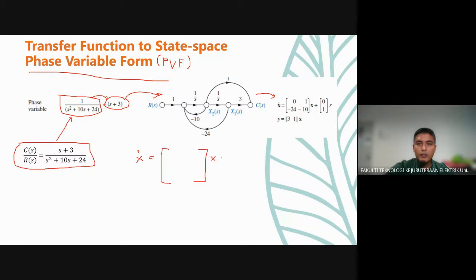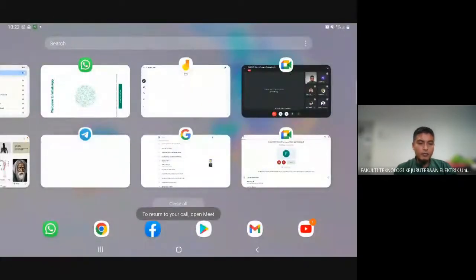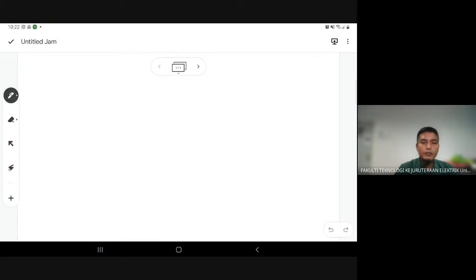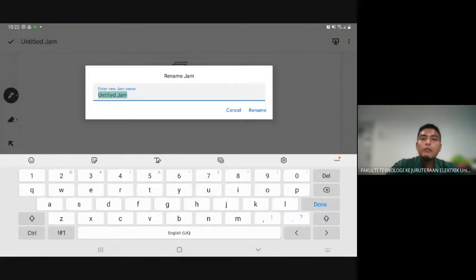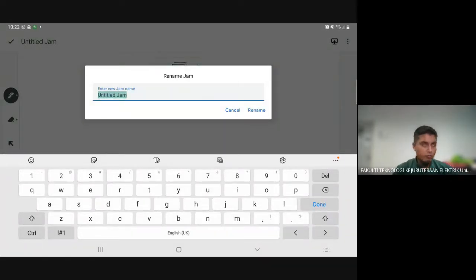x. I need to use this one, different. Yeah. Need to use my pad. Share screen. Start sharing. Start now. I need to rename. A minute. Okay, I need to rename to state space. DF2 state space.